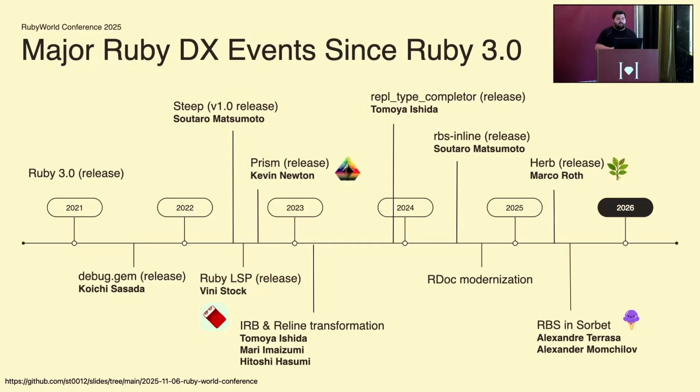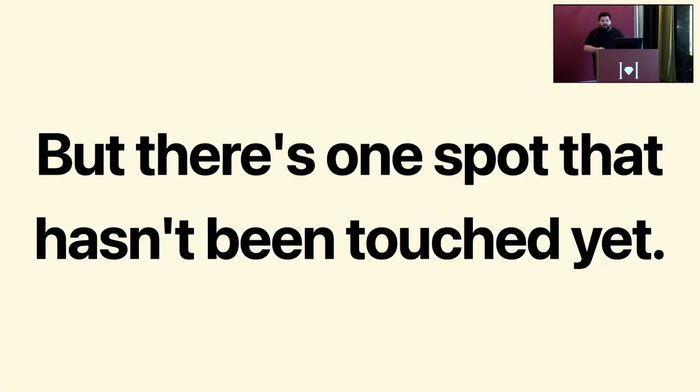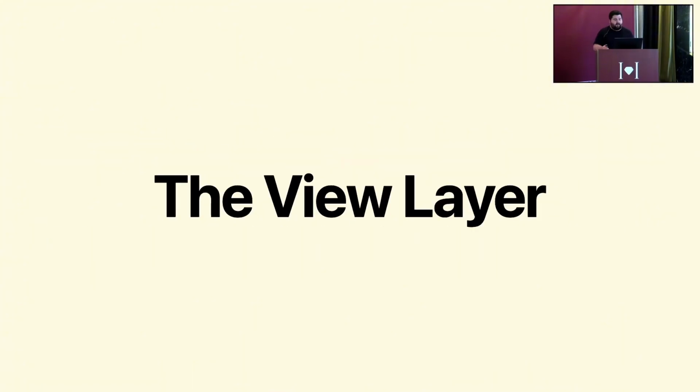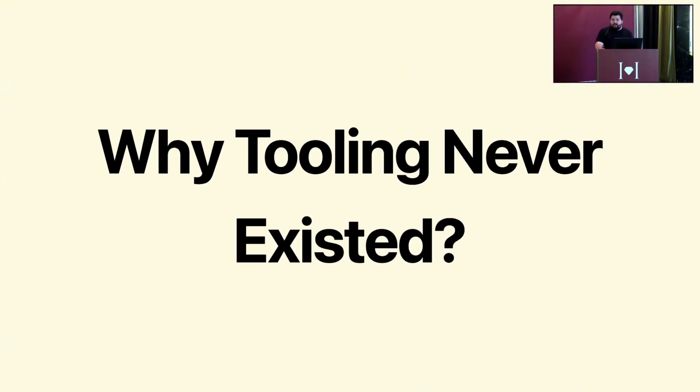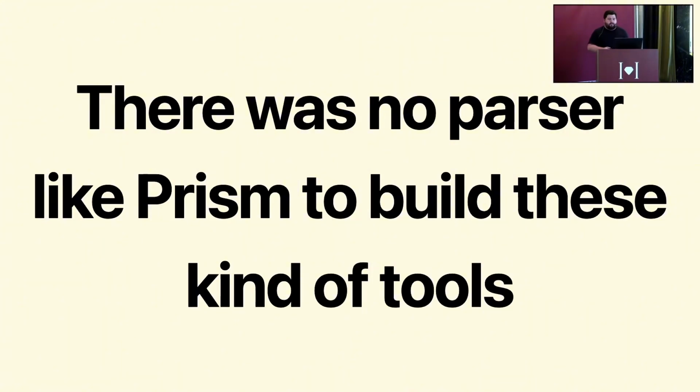And on a related note, we also got some new Ruby developer experience tooling, or this new wave of tools. So with the release of Prism, the new Ruby parser, we have seen all these tools come after it. And on this slide here, which is also borrowed from Stan Lo, you can see that Prism is pretty much at the foundation of all these tools now. But there's been one spot where we haven't really been focusing, which is the view layer in Ruby. And I've been asking myself why tools like this never existed before. And I think the reason is mostly because there was nothing to build against. There was no parser to build these kind of tools on top of.